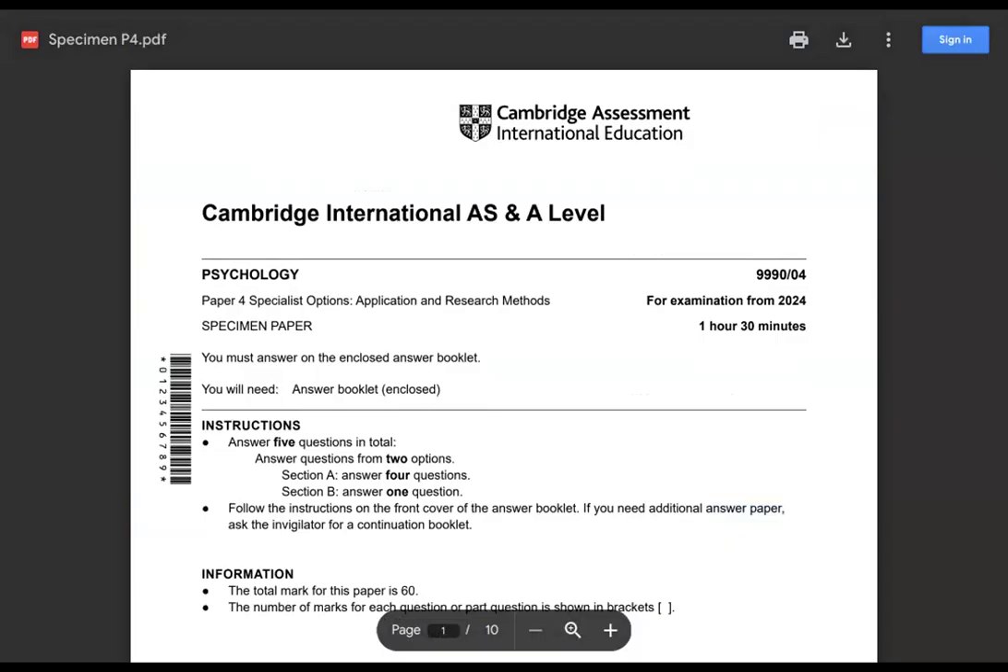Now, I just want to briefly explain to you how this is different from the old format for paper 4. Previously in paper 4, let me use the whiteboard to explain that. Previously in paper 4, it would be for 1 hour, 30 minutes, just like this, 60 marks. So the time and number of marks is the same, but there were 3 sections. Okay, there was a section A.